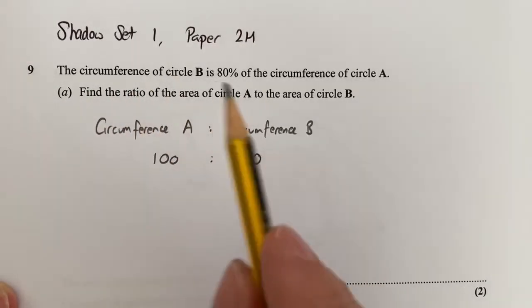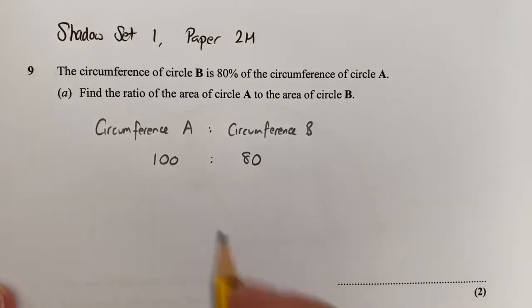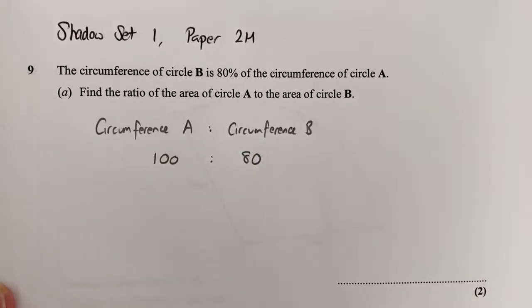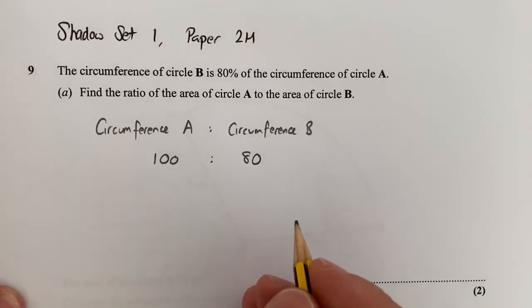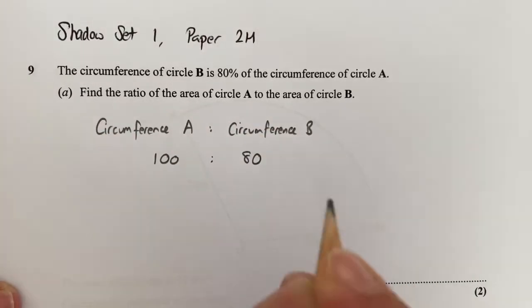This question is not about knowing that the circumference of a circle is to do with pi times the diameter or 2 times pi times the radius. It is a ratio question, and it is also a question to do with linear scale factor and area scale factor. So this is quite a tricky question to work out and to recognise what you have to do.